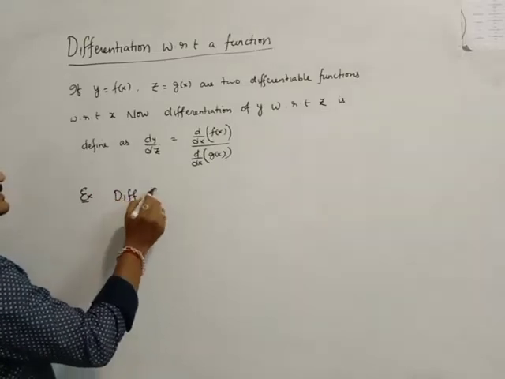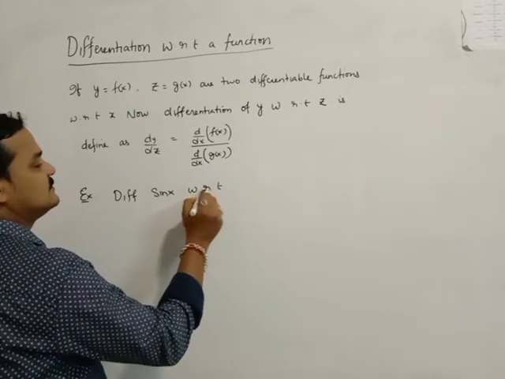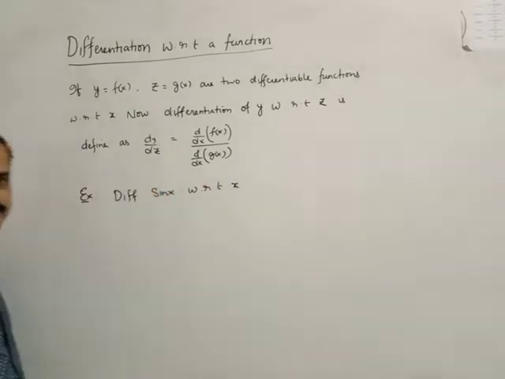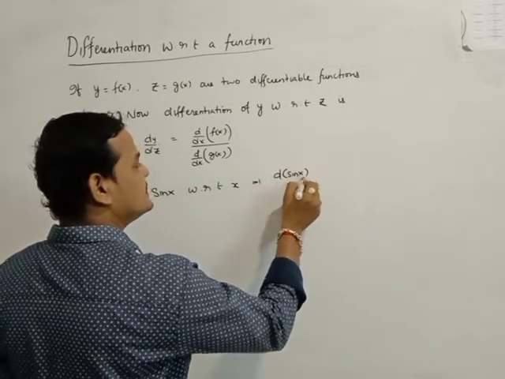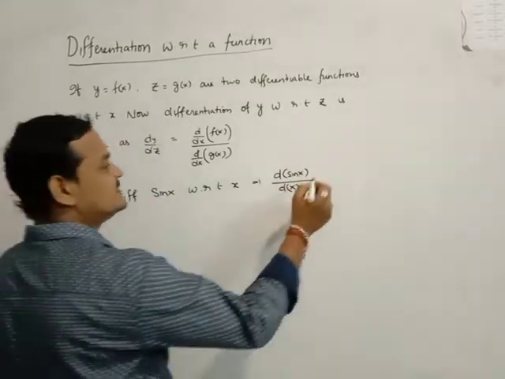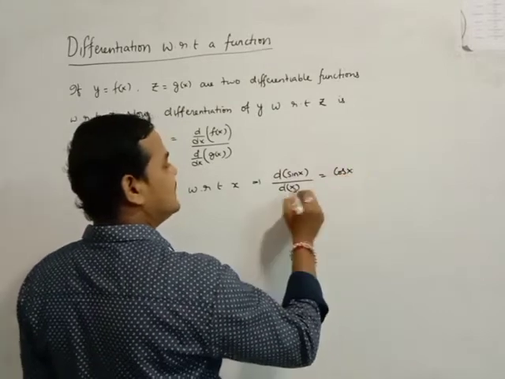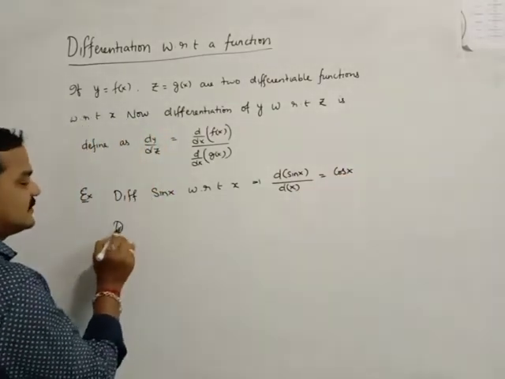Differentiation of sin x with respect to x: derivative of sin x with respect to derivative of x. This is equal to cos x, since the derivative of x is equal to 1, so you need not write it.